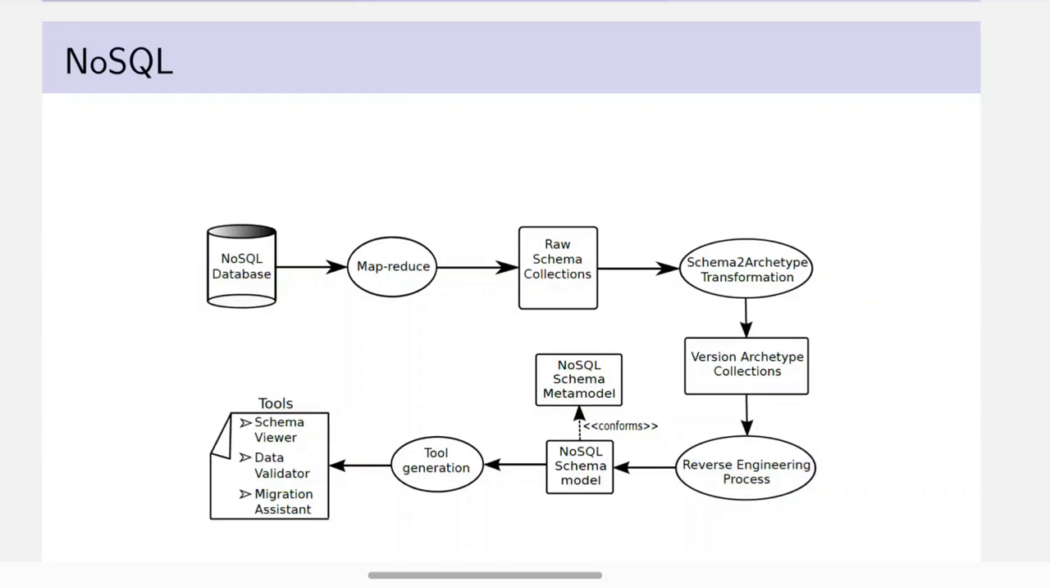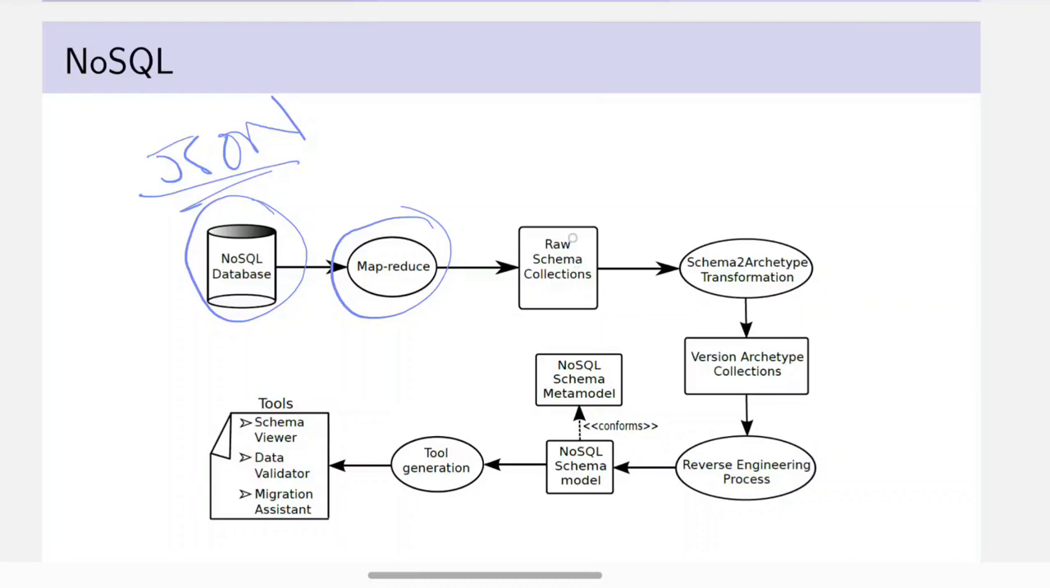If you look into the diagram, we start with the NoSQL database. This is our real database full of JSON documents. A script scans all documents and extracts structure patterns, in MapReduce. It finds all fields, types, nesting, etc. The output is a raw schema collection. Think of this like messy draft schema info.